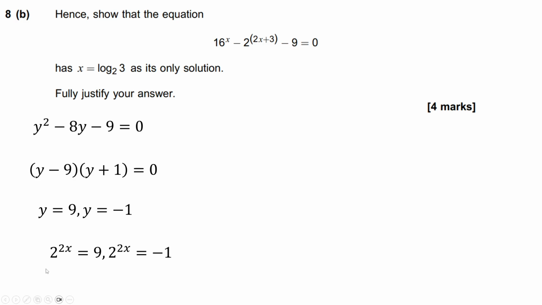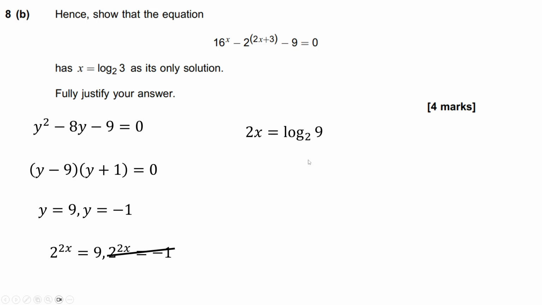The next step would be doing log base 2 on both sides to get rid of this 2 here and this 1 here. But you can't do a log of a negative number, so this is not a valid solution. So cross out that. This is the only possible solution.